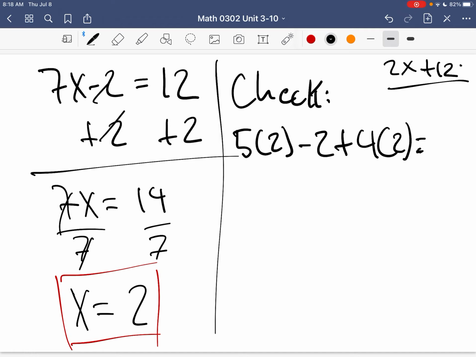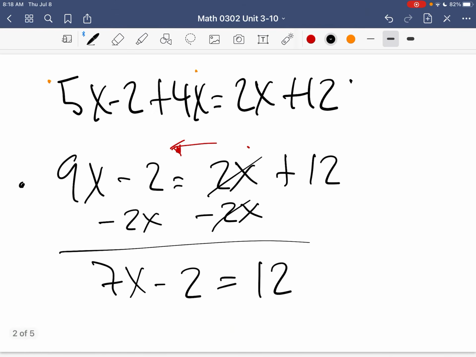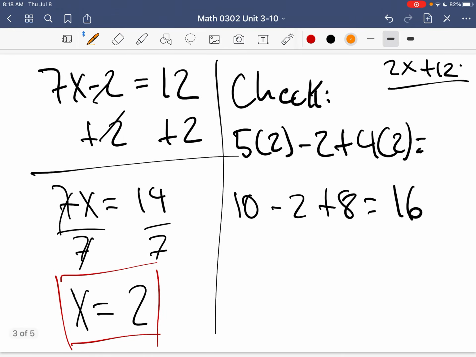Again, we're checking that the solution x equals 2 solves the original equation. Wherever you see an x, plug in a 2. 5 times 2 is 10. Minus 2 plus 4 times 2, that's 8. If we combine all of these terms, we end up with a positive 16. That's the result of plugging x equal to 2 into the left-hand side of the original equation.